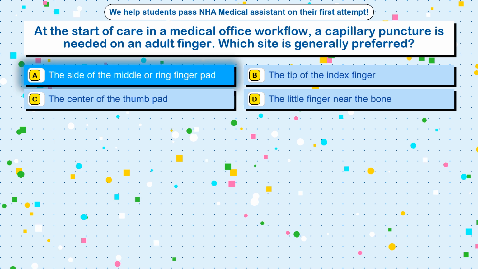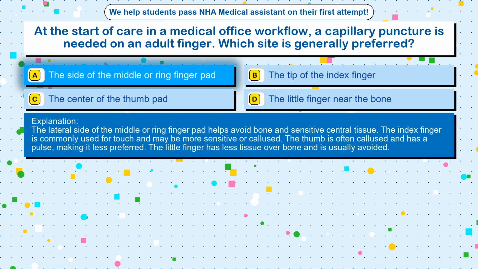The correct answer is option A, the side of the middle or ring finger pad. The lateral side of the middle or ring finger pad helps avoid bone and sensitive central tissue. The index finger is commonly used for touch and may be more sensitive or calloused. The thumb is often calloused and has a pulse, making it less preferred. The little finger has less tissue over bone and is usually avoided.